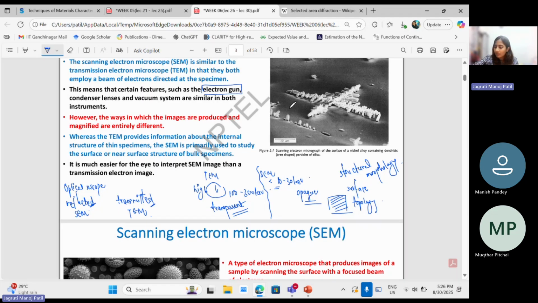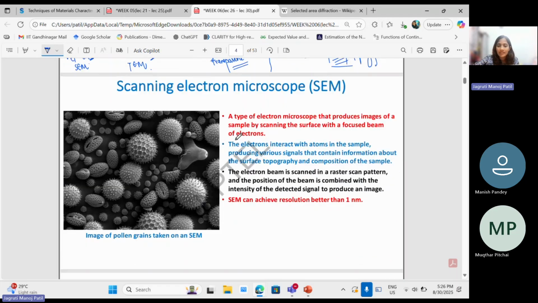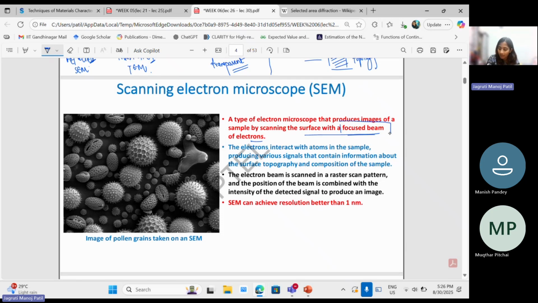So we know that SEM is a type of electron microscope that produces an image from the sample by scanning the surface with a focused beam. Now we'll go to TEM also, point by point, so that we know the exact differences between SEM and TEM, and it all revisits our mind again. So this is with a focused beam of electrons, whereas what was TEM?